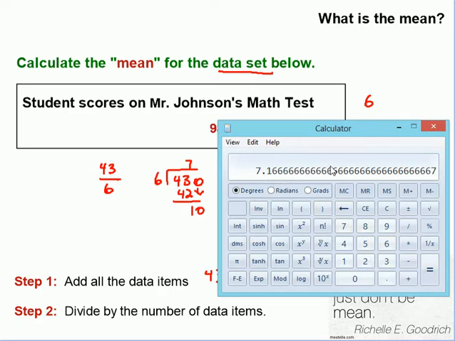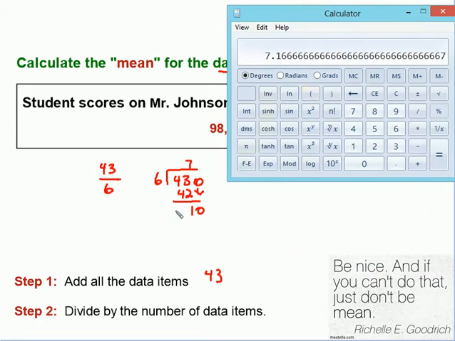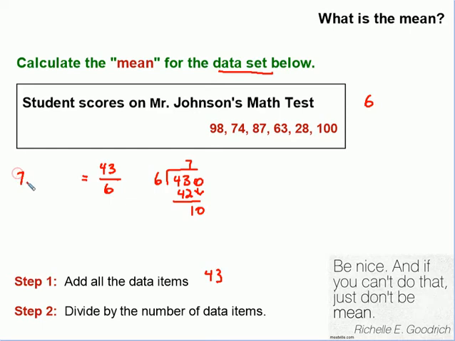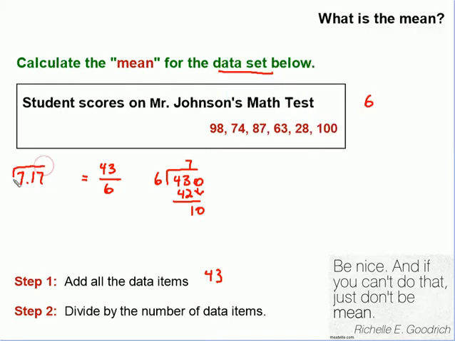7.1666 something or another. Now, most of the time, I am never going to ask you to give me that many decimal points. So you can simply say that this is 7.17, because if you remember, we're rounding. So we have 7.16. We're going to round to the nearest hundredth, which means we look at this number in the thousands place. We know that it's 5 or greater, so we're going to add one more to that one. It's going to give us 7.17. So the mean for this data is 7.17.